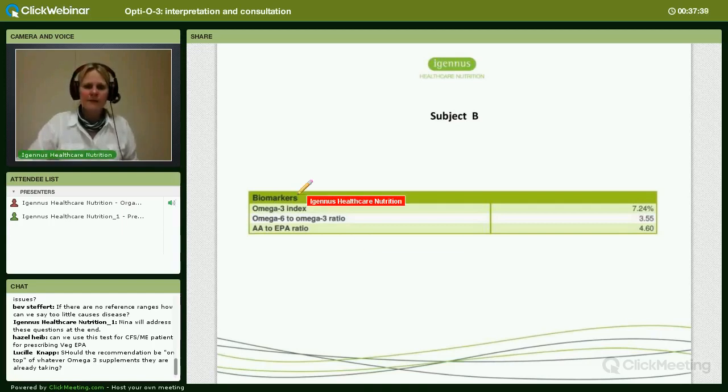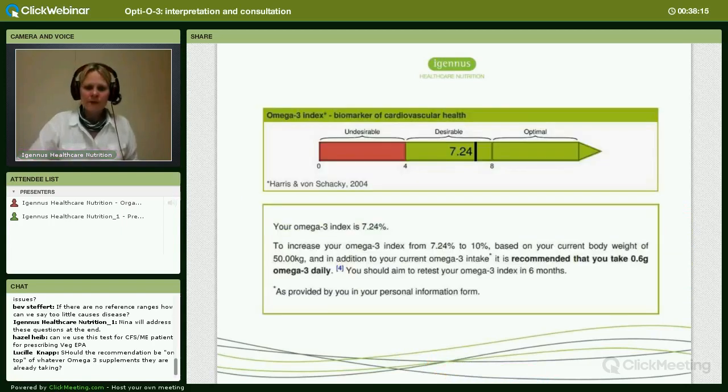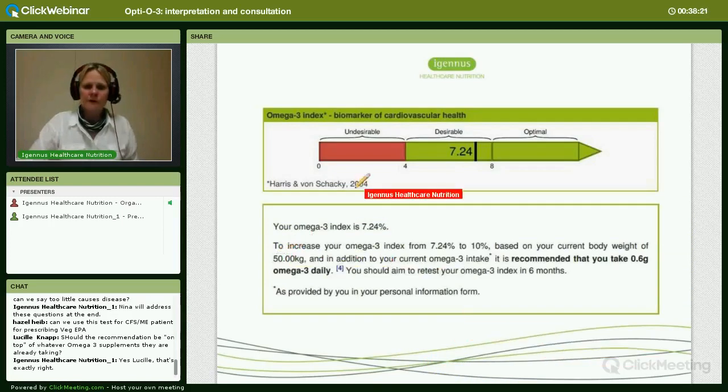Subject B has an omega-3 index that's slightly more favorable, so we're getting close to the 8%. Omega-6 to omega-3 ratio is 3.5, so it's relatively optimal. The AA to EPA ratio is a lot more favorable as well at 4.6. So if you recall, we're looking at getting the AA to EPA ratio between 1.5 and 3. So not surprisingly, this individual's body weight is 50 kilograms. We're only raising, or attempting to raise, the omega-3 index from 7.24 up to 10.